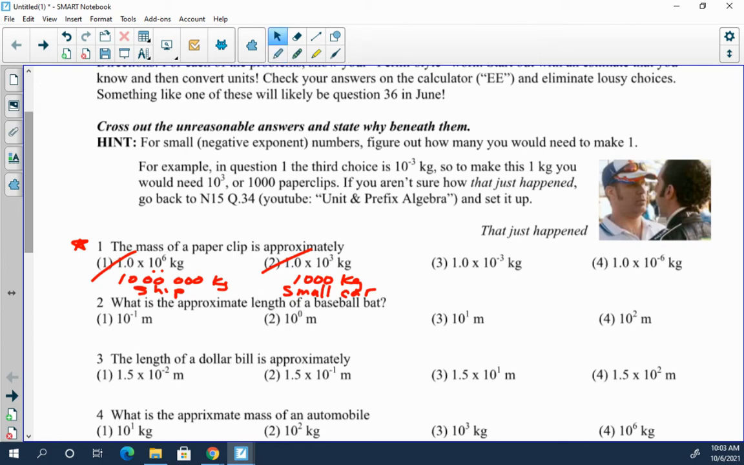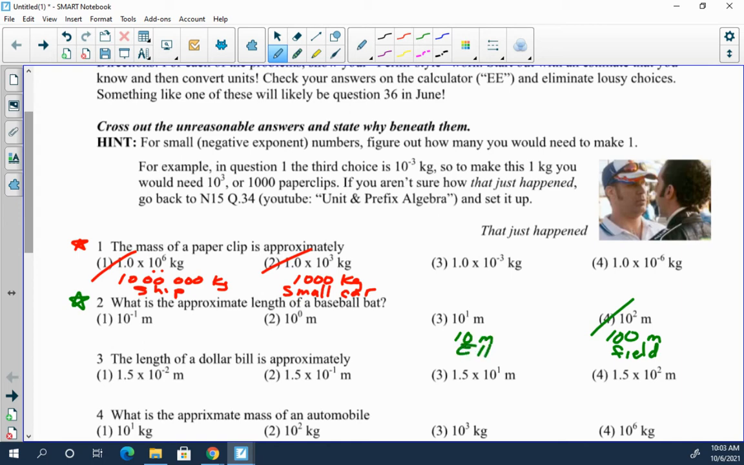Like, let's jump down and look at the baseball bat for a moment. Question 2. What is the approximate length of the baseball bat? There's a couple of junk answers that should jump out at you. Let's start over here on the end. Let's start at the 10 to the 2. That's 100 meters. I mean, that's a field. A baseball bat is not a field. That's out. Now, there's actually more than two junk answers here, but even if I go to choice 3, 10 to the first meters, now don't mess up your scientific, that's 10 meters. That's like the height of EHS. Like a baseball bat is not the height of EHS.